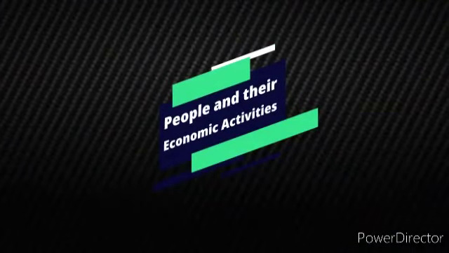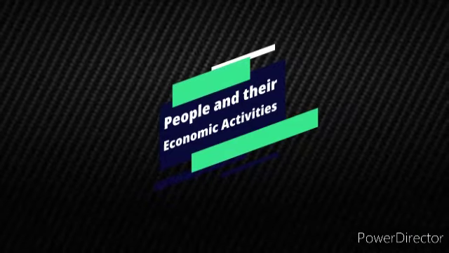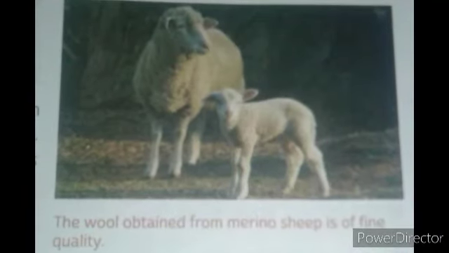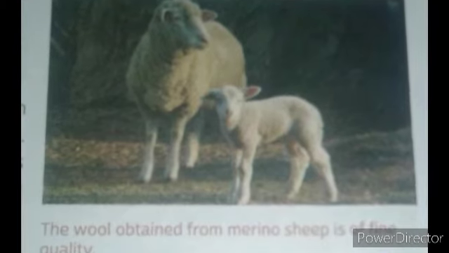People and their economic activities of veld. The region experiences low rainfall, so the main occupation of the people of the veld is cattle rearing and mining. Sheep rearing is practiced in the high veld. Sheep are reared for wool. The merino sheep are of fine quality and yield fine quality wool. Mohair is obtained from the Angora goats, and South Africa is the largest producer of mohair in the world and is the second largest exporter of merino wool in the world after Australia.